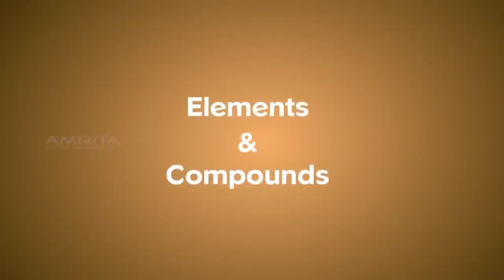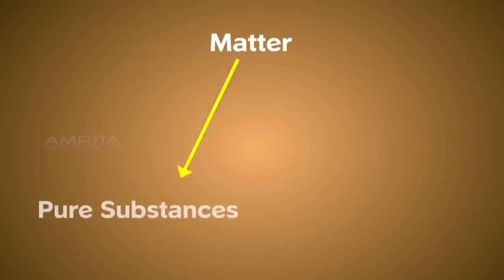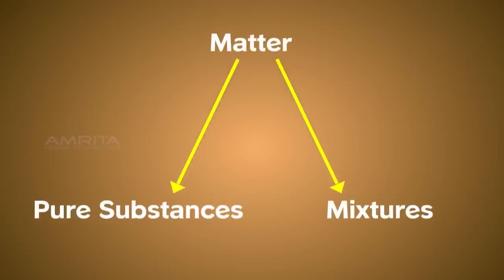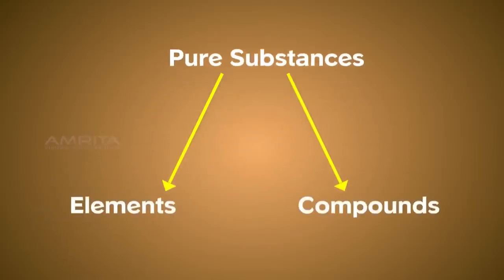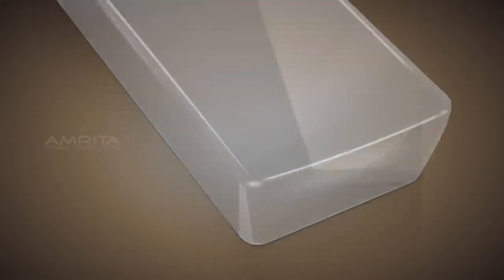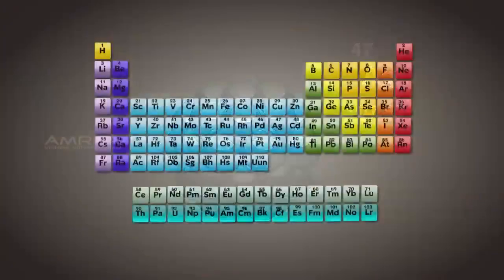Elements and compounds. Matter present in our surroundings can be classified as pure substances and mixtures. Pure substances are further classified as elements and compounds. Elements. An element is a pure chemical substance consisting of only one type of atom. Different elements are arranged in the periodic table according to their atomic number.